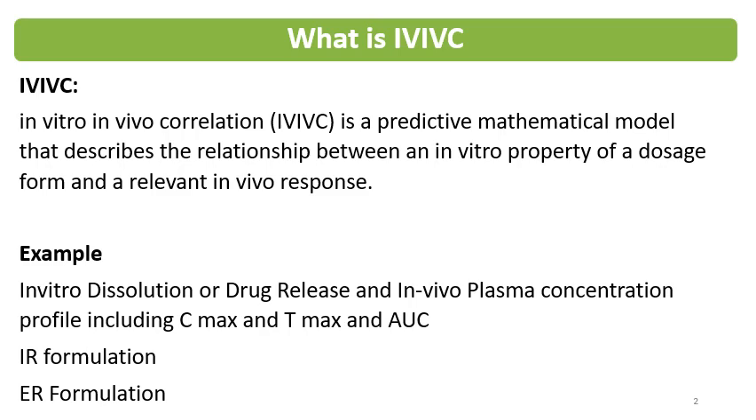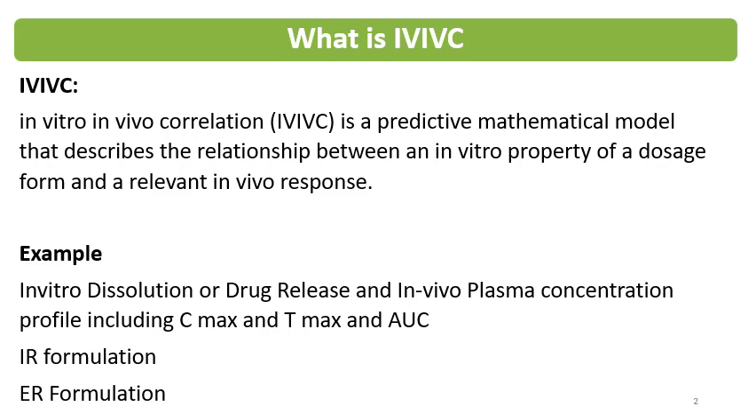So in vitro in vivo correlation will need two types of information. One is in vitro data, and another is in vivo data. And then you can correlate the data with a systematic correlation between these two, and you can make a model, or a mathematical correlation can be established based on this in vitro and in vivo data. Then you can say that if I get this type of release profile, I can get this type of in vivo plasma concentration profile data.